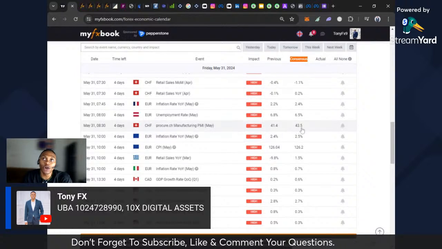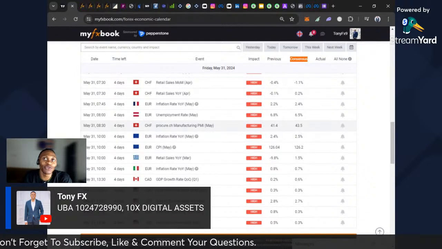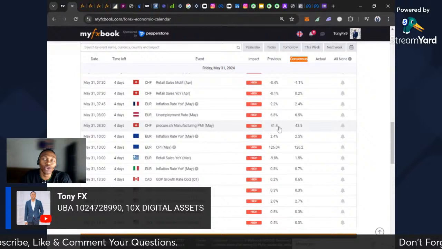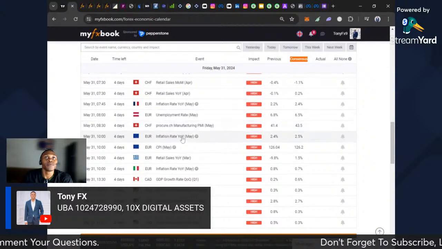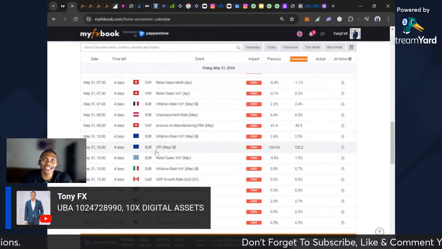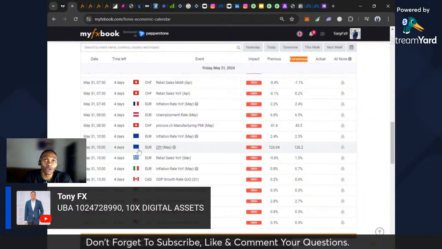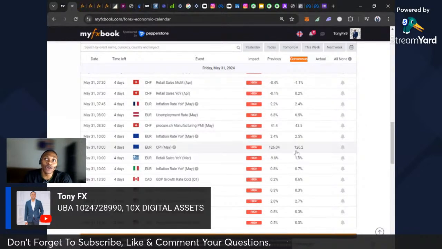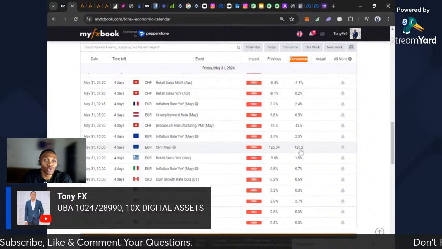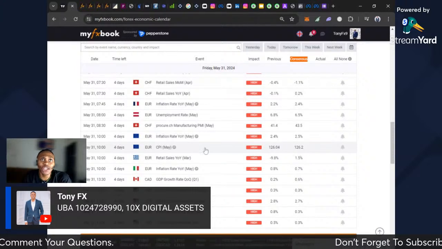But if you see a figure lower than 43.5, it is bad for Swiss franc. Okay, but analysts are saying that it is going to be higher. Okay, inflation rate for Euro Central to be precise for May. Euro Central, this is year over year, and then for the month of May, inflation rate. If you see a figure higher than 126.2, it's going to make Euro strong by 10 a.m.